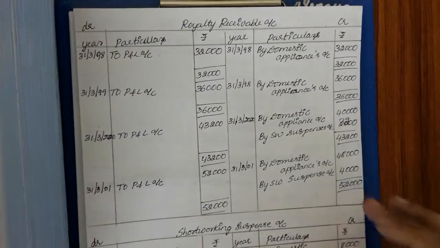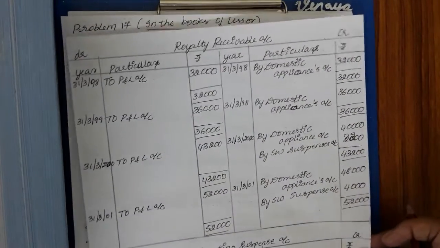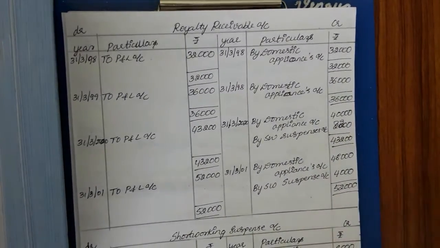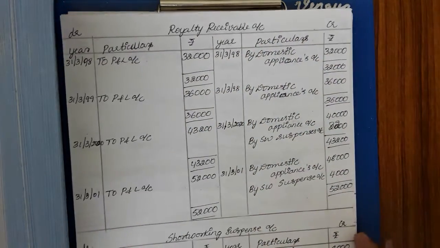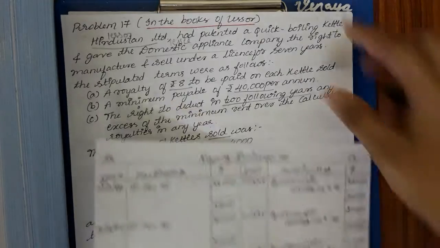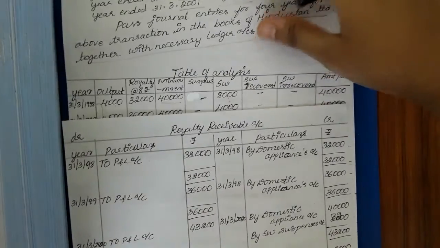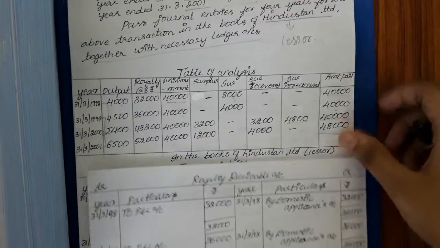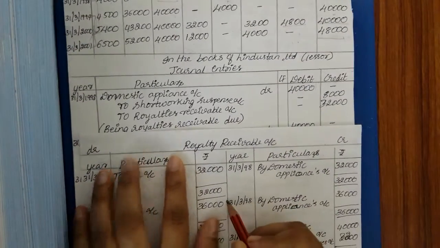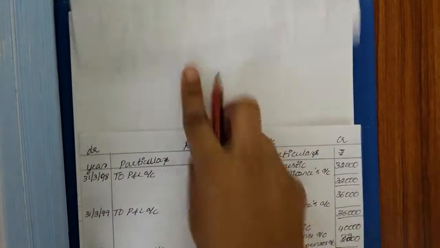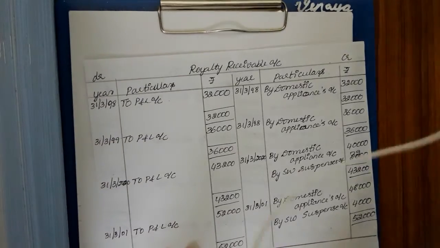So in the ledger account, what is the first ledger account we will be preparing? The first ledger account is royalty receivable account. So here in the royalty receivable account, first you will be writing what is the royalty you have actually received in the year 1, whatever the royalty that was earned. So here you have been credited by royalty receivable account.